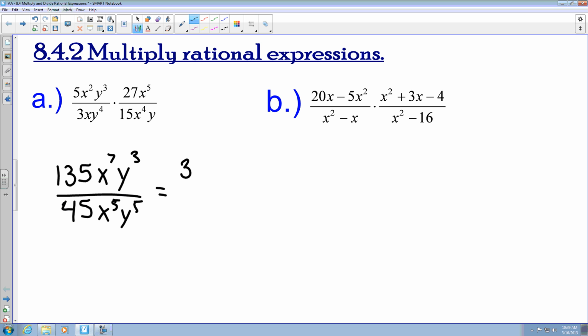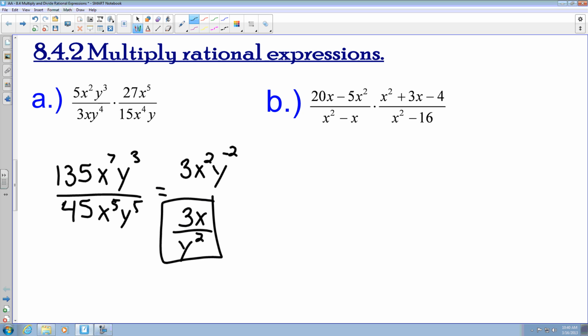If I go x to the seventh divided by x to the fifth, it's going to give me x squared. And then y to the third divided by y to the fifth is going to give me y to the negative second. But I want to make that positive, so I'm going to put the y in the denominator. And that is in its simplest form.